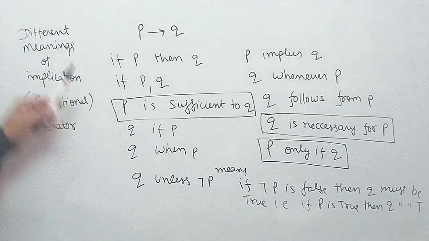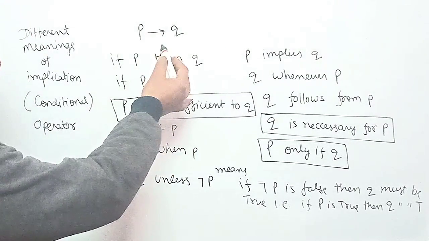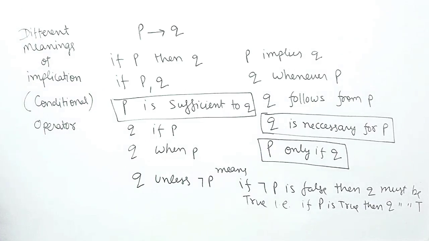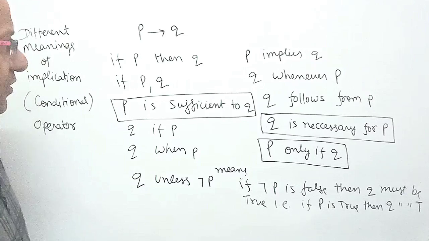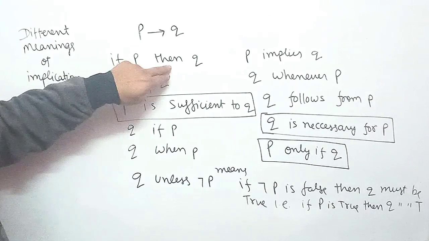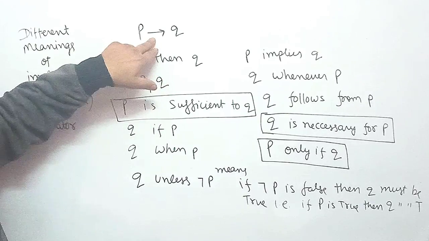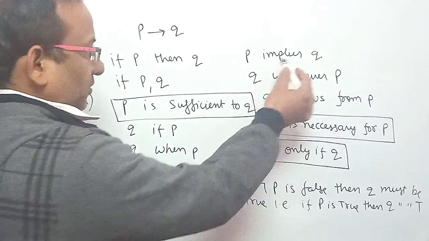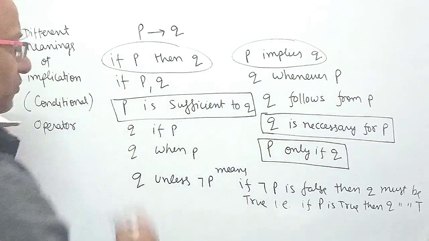Let's see the different interpretations and different meanings of this conditional operator or implication operator. P implies Q. There are different meanings. One is if P then Q. So the meaning of this if P then Q can be shown by P implies Q. Similarly, its direct meaning, P implies Q, if P then Q.